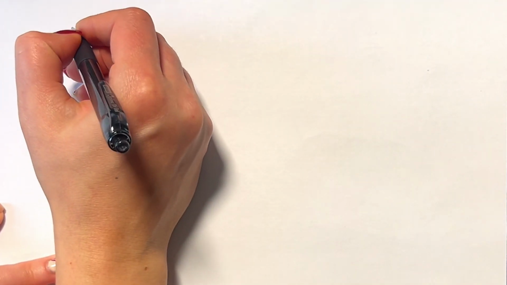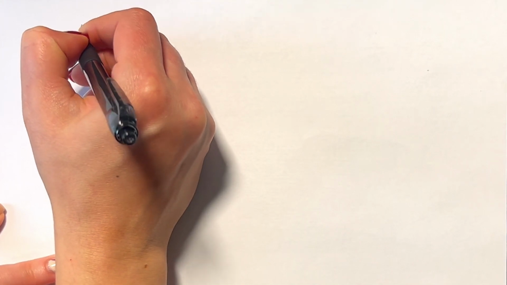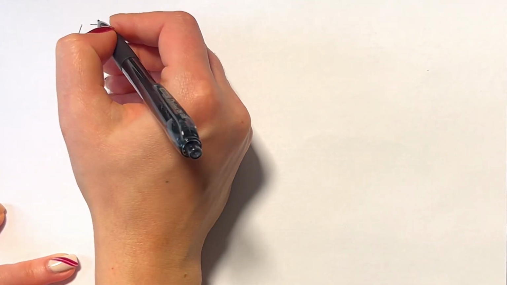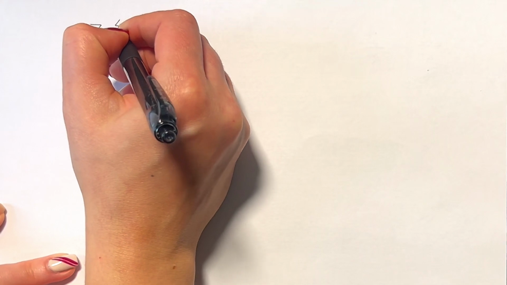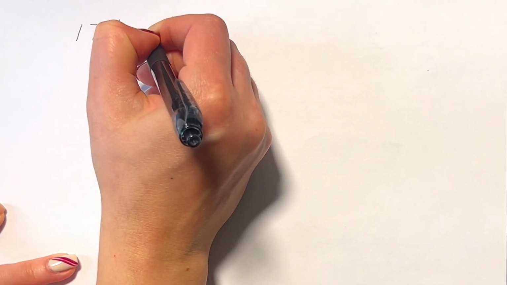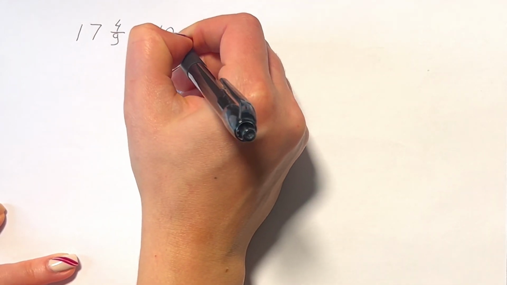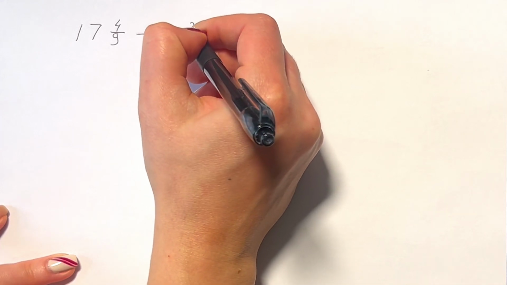Let's do a subtraction with mixed numbers. For example, I have 17 and 4 over 9 minus 12 and 2 over 3.